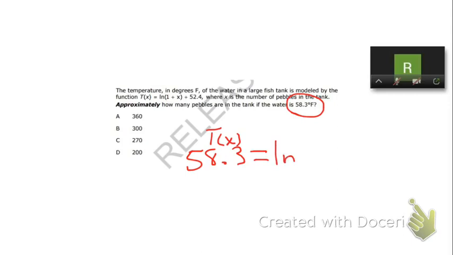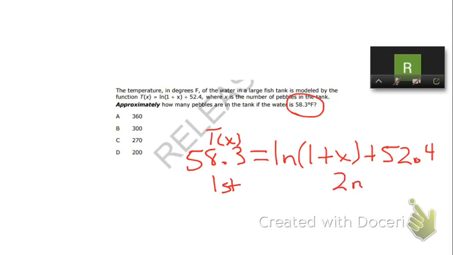And we just have ln(1 + x) + 52.4. Now you could solve this one if you want, but what you could do is graph the first side, then the second graph is the right side. So the first graph is the left side, the second graph is the right side, and find out where the lines intersect. That tells you your answer.